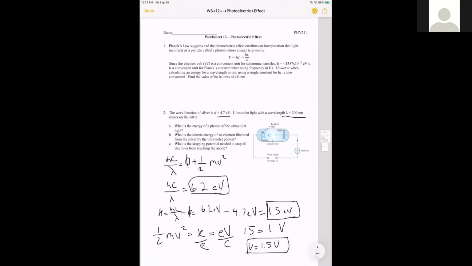So we took our E equation and set that equal to our work function added onto our kinetic energy. And then we just solved for the energy of a photon, and we got 6.2 eV. And then for B, to solve for our kinetic energy, we just set our K equal to our E function subtracted by our work function. So then that was 6.2 minus 4.7, and then we got 1.5. Yep, good to go.